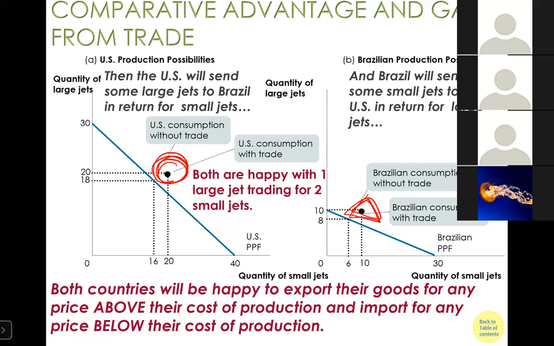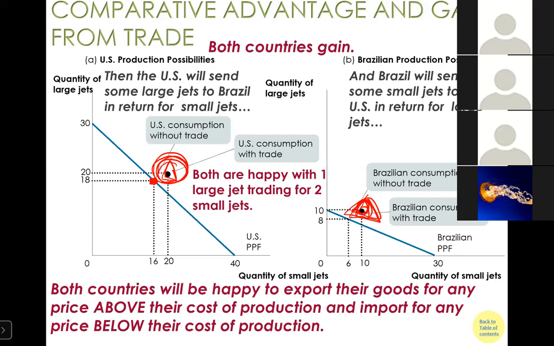And if you compare before and after, you can see the US is going to consume what was infeasible before, because this point was infeasible. Similarly, Brazil is going to consume what was infeasible before, because this point was beyond their PPF. And from here, you can see both countries gain. They gain from trade, and they gain by exploiting their comparative advantage, right? So that's the secret of international trade.